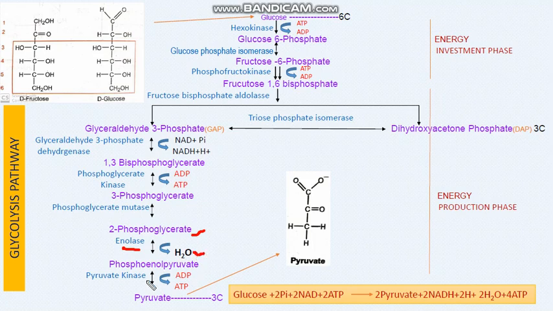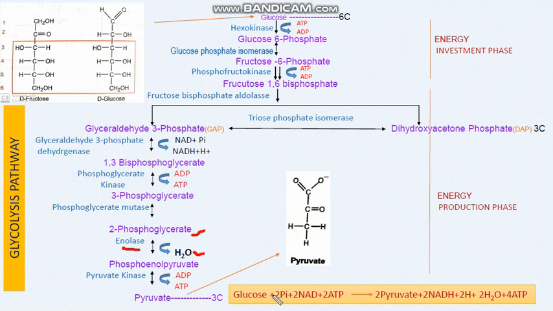water molecule. In the last step, pyruvate is formed from phosphoenolpyruvate in the presence of enzyme pyruvate kinase, and in this process there is a production of one ATP molecule from adenosine diphosphate. Again, this is a very important step because this gives rise to a high energy molecule, that is ATP.